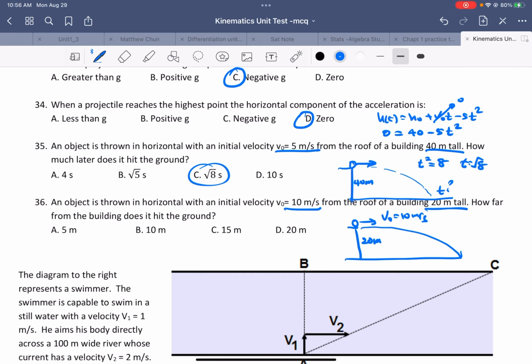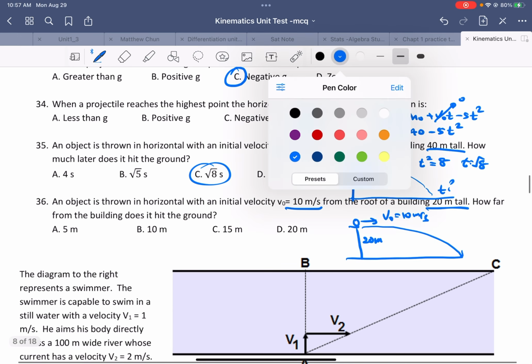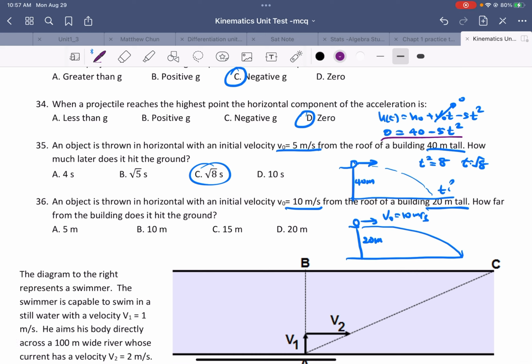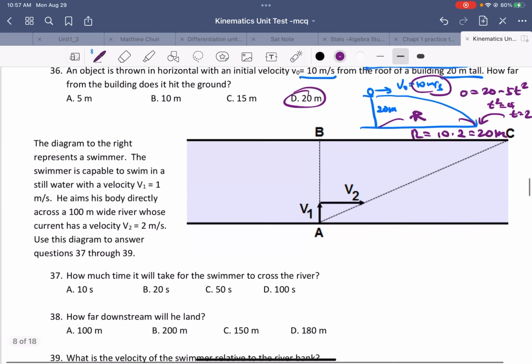So first of all, I'm going to use the same formula I used here. 0 equals the initial height, 20 this time, minus 5t squared. So t squared is 4, so t is 2. Two seconds later, it will hit the ground. But what is your horizontal velocity? 10, right? So your range is the horizontal velocity 10 times time. So it will go 20 meters. That's how I'm going to do it.